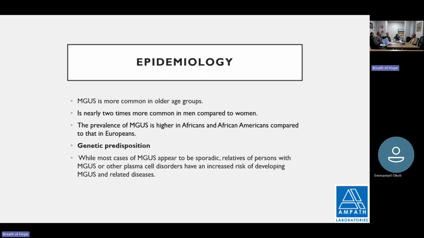So it's usually present in the older group of people. It's twice as common in men compared to women. It's also more common in the African American population compared to the Europeans. And also there's a genetic predisposition. So if you have a family member with a plasma cell dyscrasia, you've got a higher risk, about 4% more chance of getting a plasma cell dyscrasia like an MGUS.